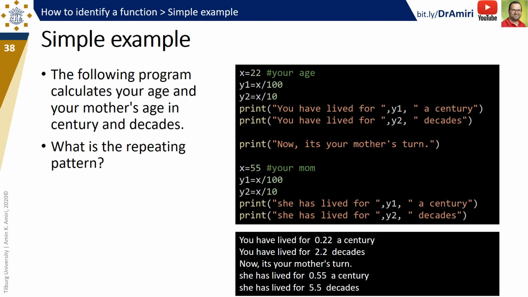What I would like you to do is to pause here for 30 seconds and try to figure out what the pattern is. Okay, as you can see here, I can identify these two lines as the repeating patterns: y1 equal to x divided by 100 and y2 equal to x divided by 10. So this is what I see being repeated in the program, but the lines are disconnected from each other.